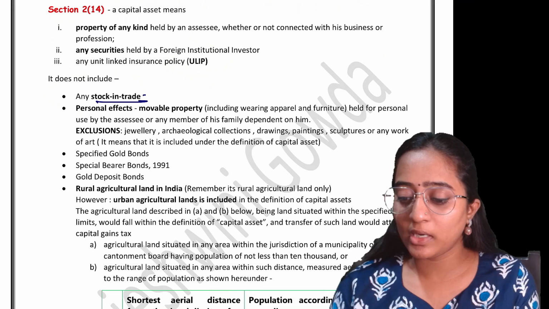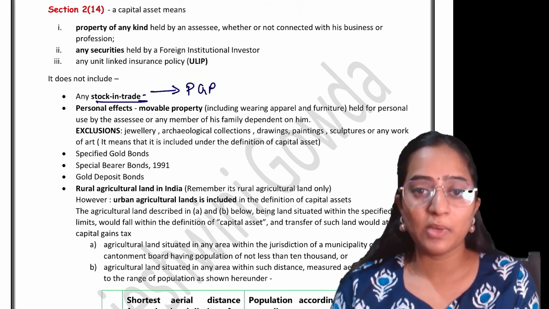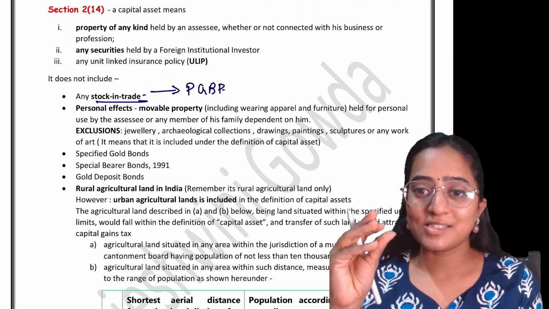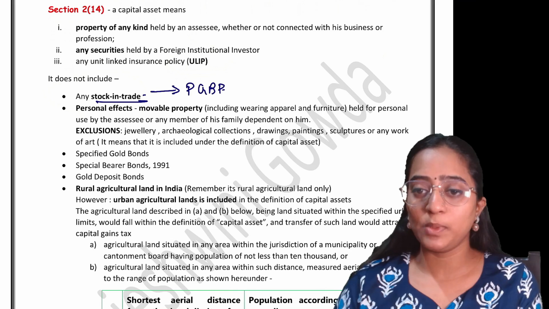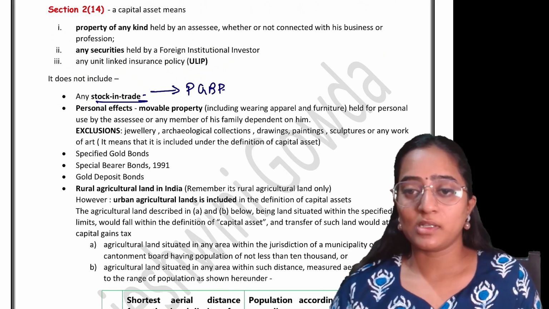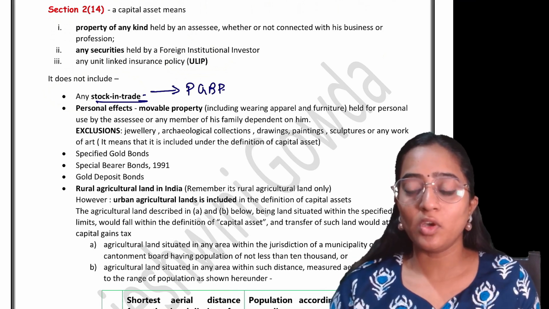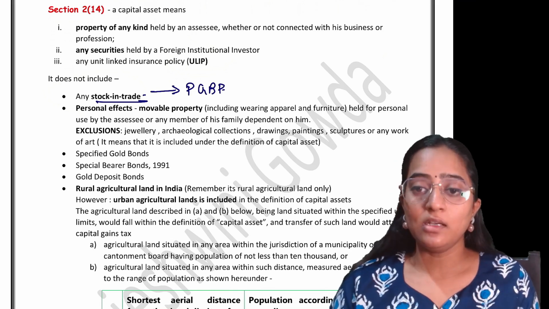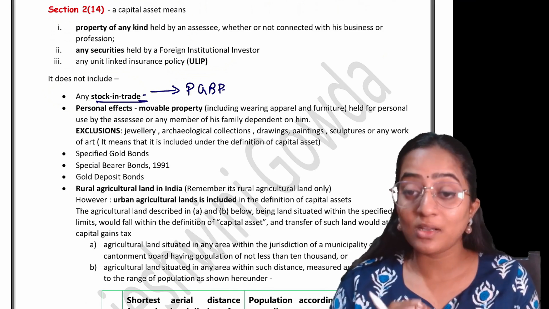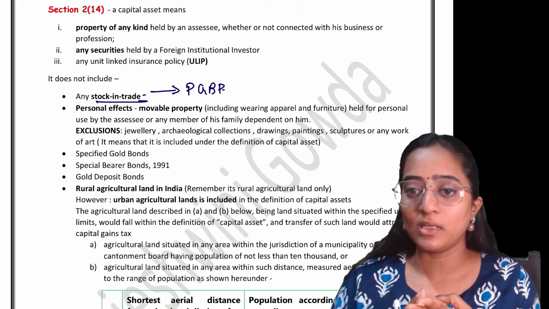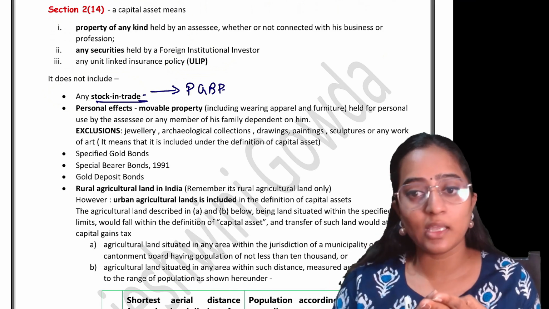The stock in trade is going to be considered under PGBP. That is, stock in trade shall be taxable in PGBP, not in capital gain. Hence, it is excluded from the transfer of capital asset. Remember, in order for your gain to be taxable under the head capital gain, it has to be a transfer of a capital asset. If it's not a capital asset, you can't tax it under the head capital gain.